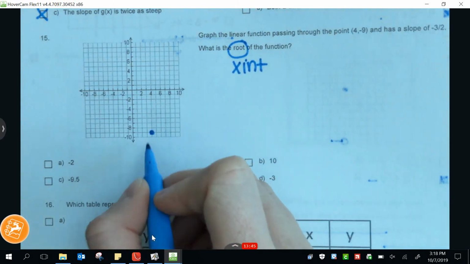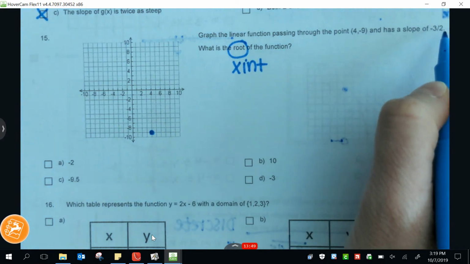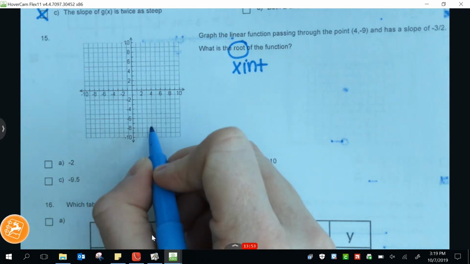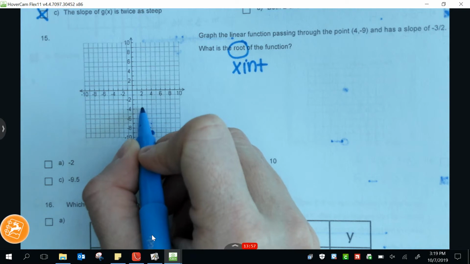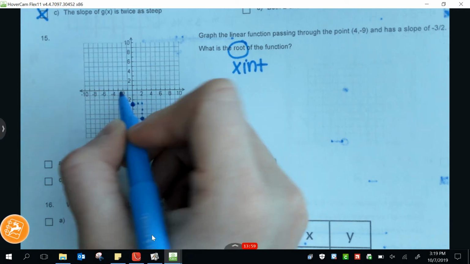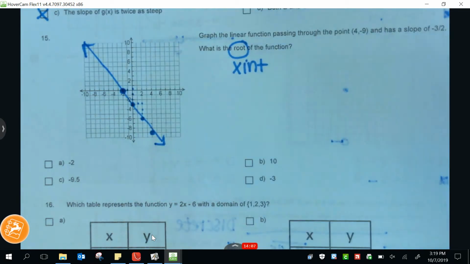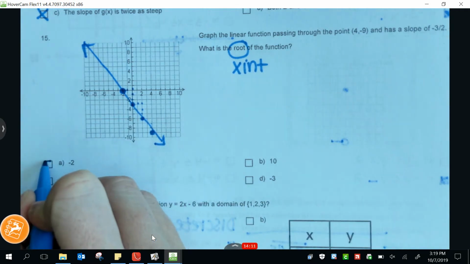So instead of going off the graph, I'm going to go backwards. Instead of going down 3 and right 2, I'm going to go up 3 and left 2. So up 1, 2, 3, 1, 2. 1, 2, 3, 1, 2. 1, 2, 3, 1, 2. So if you're good at graphing, this is a really easy way to do it. You'll see that your root is -2.